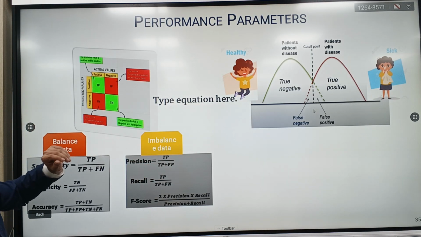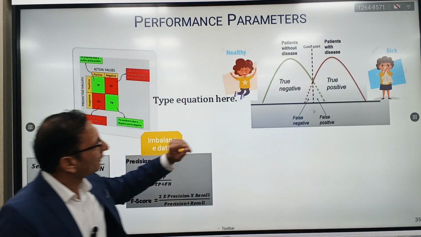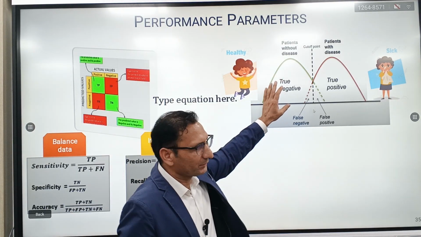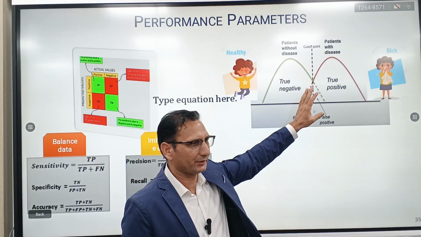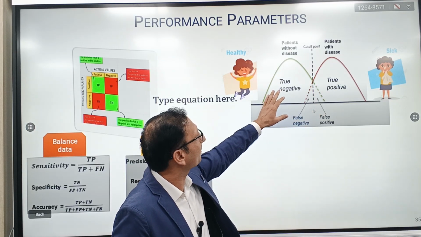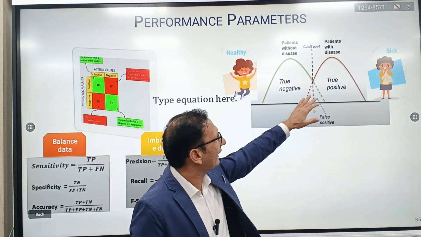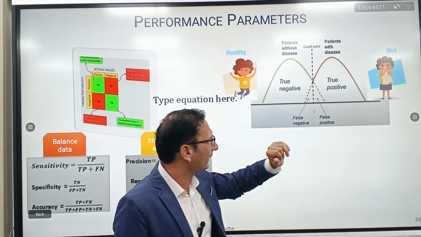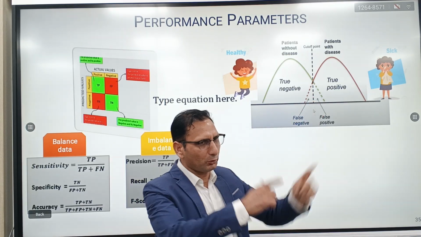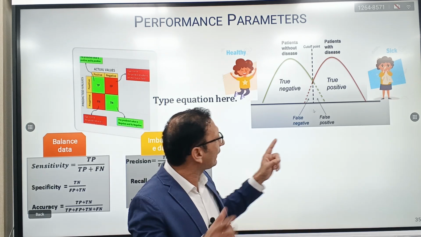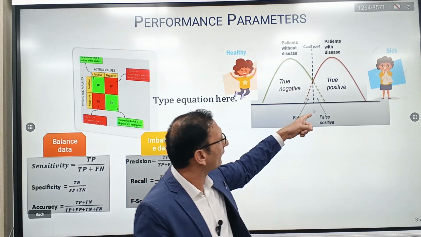So here we have machine learning. Suppose that we have a patient and we have a healthy person. So we say patient without disease, healthy person, true negative, and the patient true positive. Okay? So when these two curves overlap each other, you call it the cutoff line.